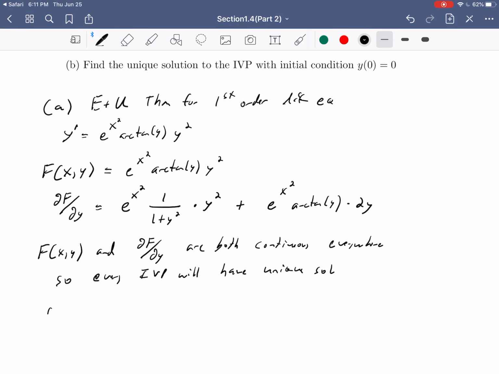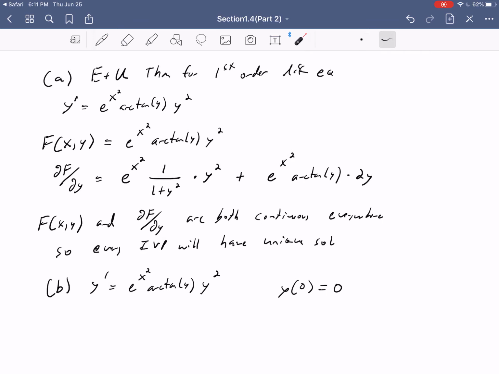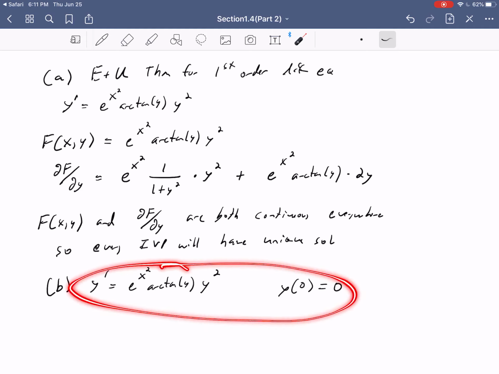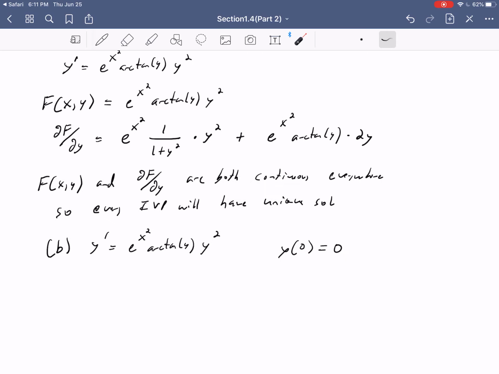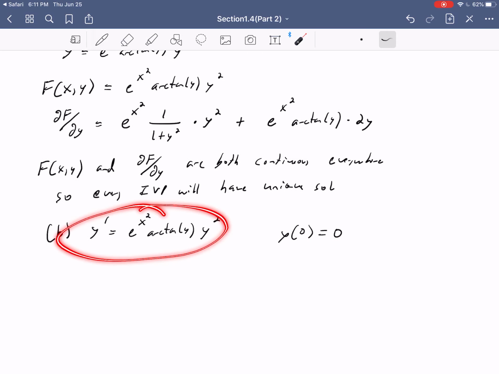All right. So now we're going to try to solve the IVP, y prime equals e to the x squared, arctangent of y times y squared, and we have y of 0 equals 0. So we have a little bit of information before we launch into this. We know that there is a unique solution to this. So there's only one function that satisfies this differential equation and has the initial condition that at x equals 0, y is also 0. This, while messy, is in a pretty nice separable format.